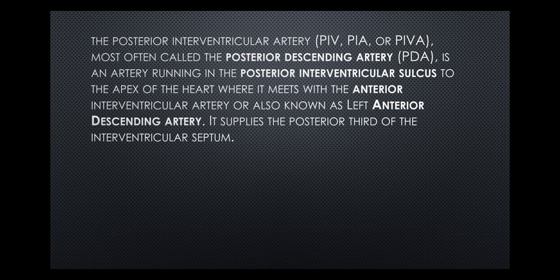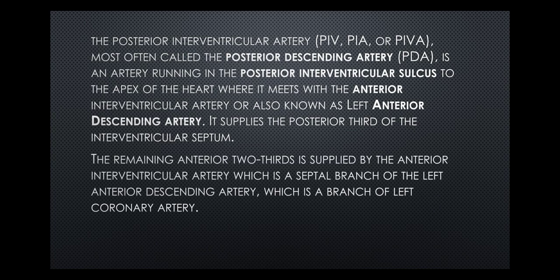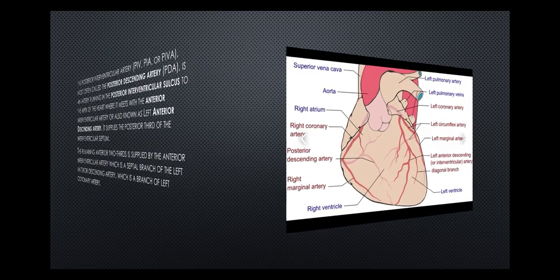The posterior interventricular artery, often also called the posterior descending artery, is an artery running in the posterior interventricular sulcus to the apex of the heart, where it meets with the anterior interventricular artery, also known as the left anterior descending artery. This supplies the posterior third of the interventricular septum. We will see a detailed description later. Now, the remaining anterior two-thirds is supplied by the anterior interventricular artery, which is a septal branch of the left anterior descending, and this is a branch of the left coronary.